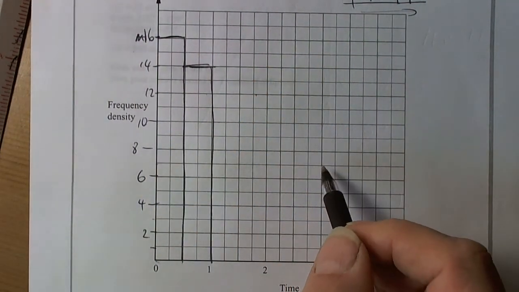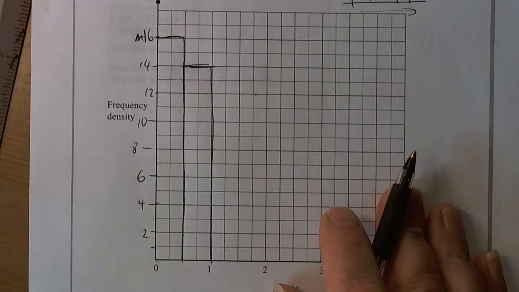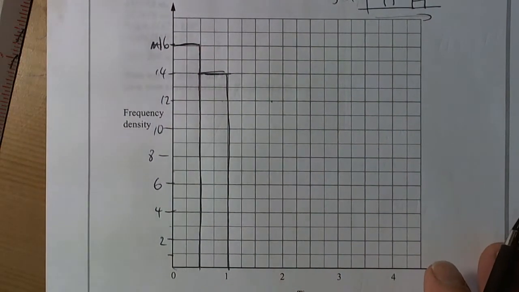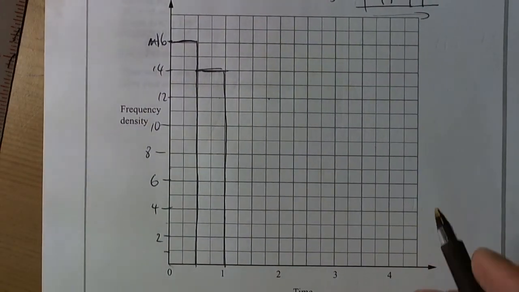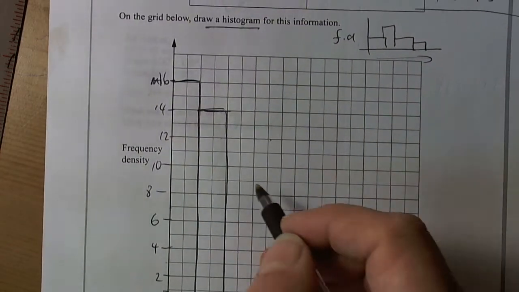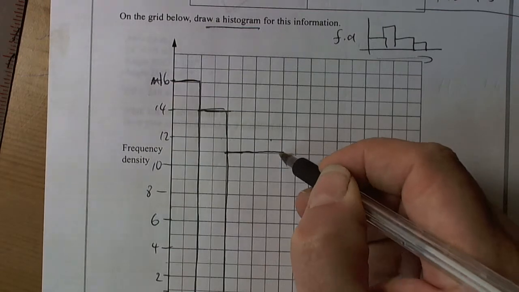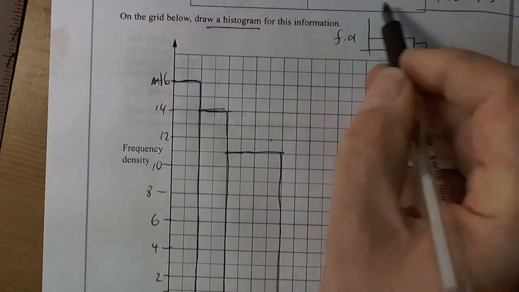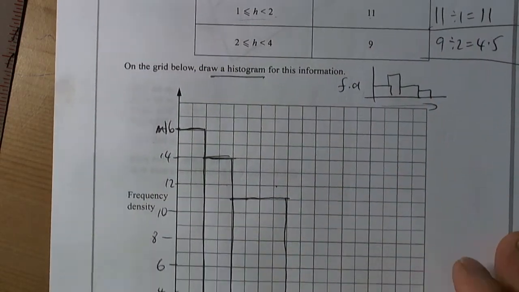The next interval went from 1 to 2, and going from 1 to 2 we can see that we've got to go up to a frequency density of 11. We're going from 1 to 2, and then 2 to 4 was the last group, went from 2 to 4, and the frequency density was 4.5.